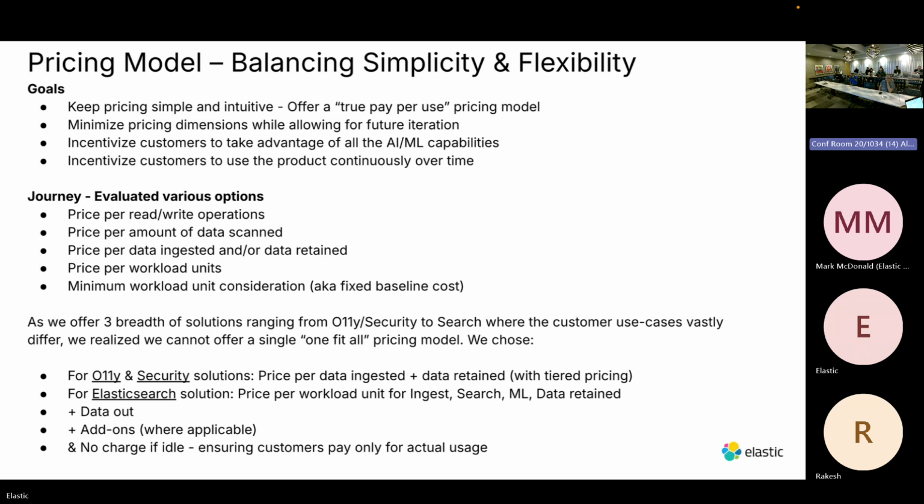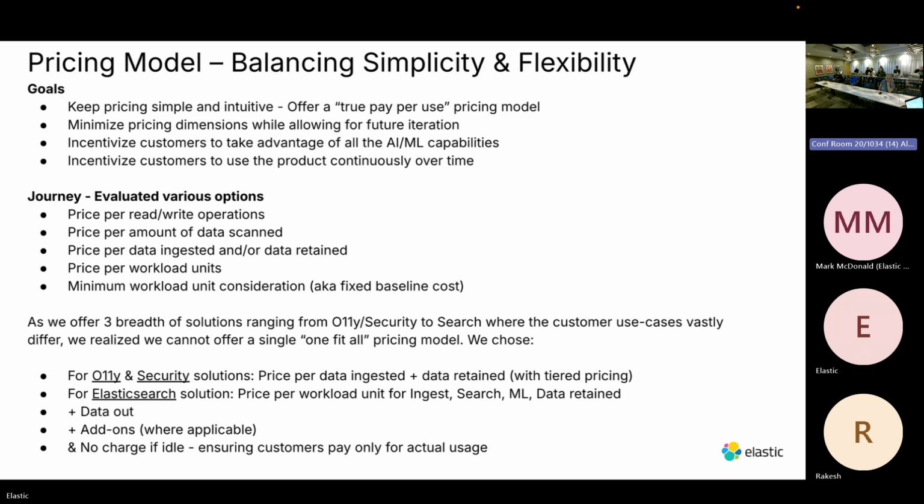So we wanted to keep it top of the goal that we actually provide a true pay-per-use pricing model. If you use, you pay. If you don't use, you don't pay, right? We wanted to minimize the initial pricing dimensions, because if you look at some of the industry competitors, you would get confused because they have tens and hundreds of pricing dimensions to even figure out how you would price it.